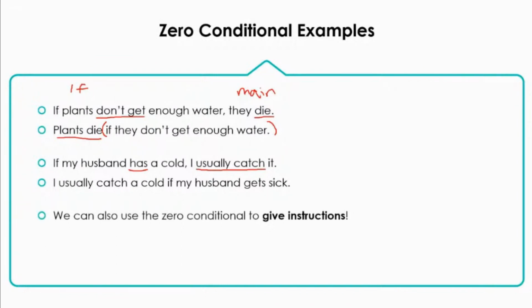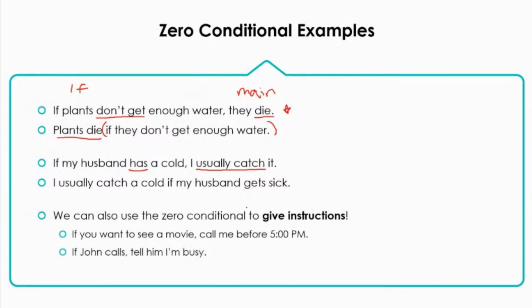So, zero conditional is used to talk about simple true things, right? If plants don't get water, they die. If you heat water to 100 degrees Celsius, it boils. Simple true facts. But we can also use this zero conditional to give instructions. So let's take a look at a couple examples. If you want to see a movie, call me before 5 p.m. Maybe I am talking to my friend and they're saying, I don't know if I want to see a movie. I have so much work to do. I might say, okay, well, if you want to see a movie, call me before 5, and then we can go.